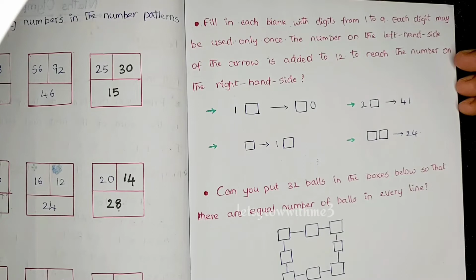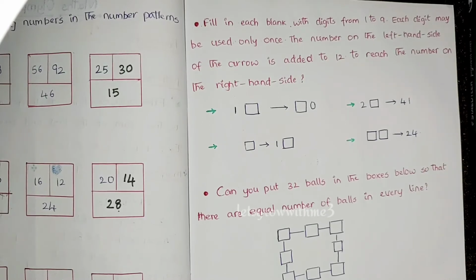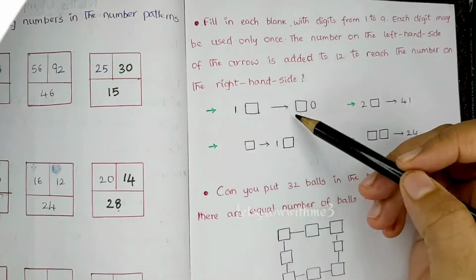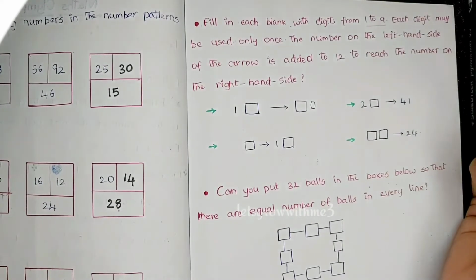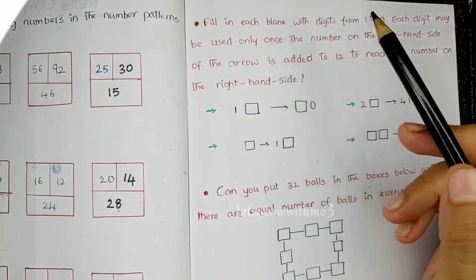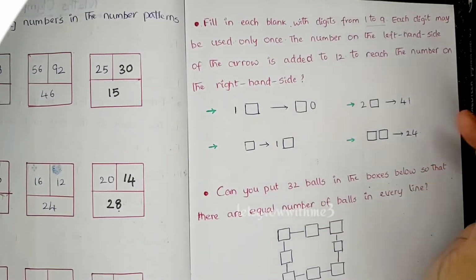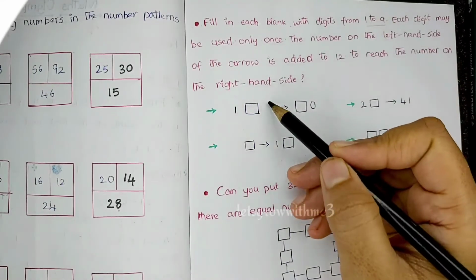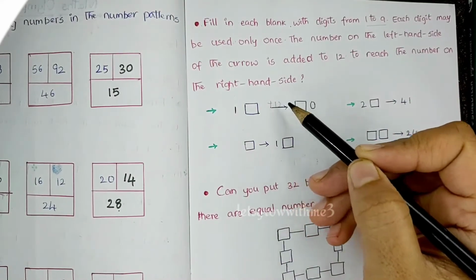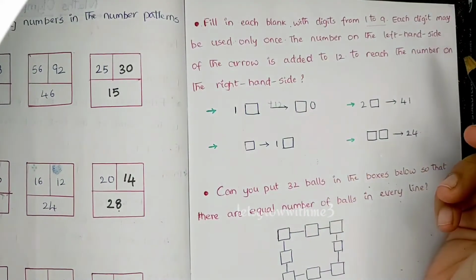Fill in each blank with digits from 1 to 9. Each digit may be used only once. The number on the left hand side of the arrow is added to 12 to reach the number on the right hand side. So every time we need to add plus 12 for each equation. Whatever the empty spaces we have, we can take any value from 1 to 9, but each digit we should use only once. Whatever value you write on the left hand side shouldn't be there on the right hand side. And for every equation we need to add 12.